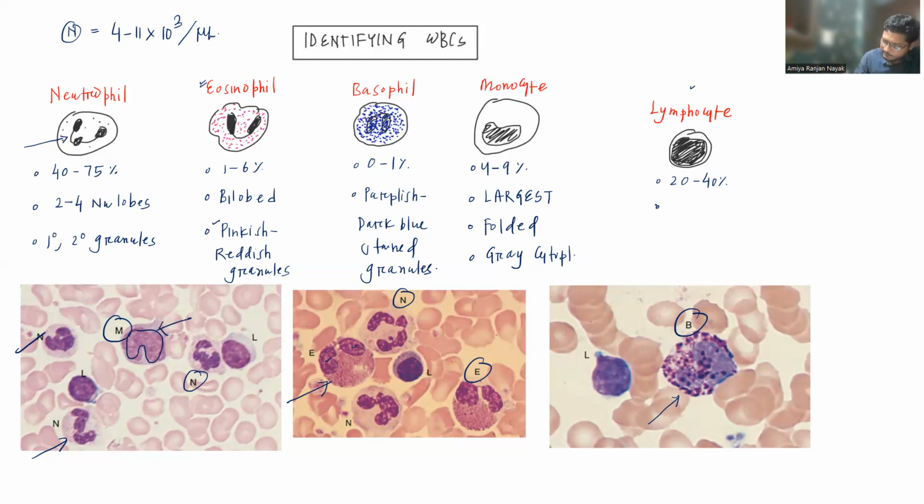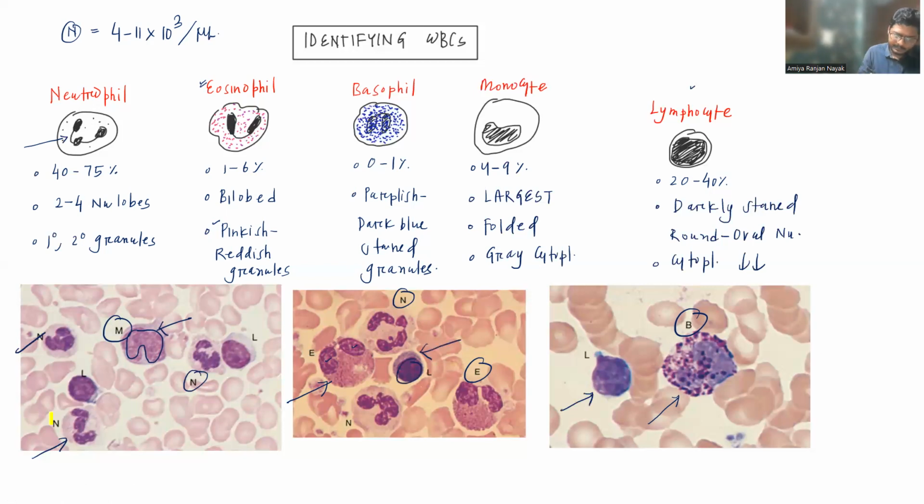Last one is lymphocyte. Lymphocyte will have a darkly stained, round to oval nucleus, and very little cytoplasm. So as you can see, this is the lymphocyte. You can appreciate the round to oval, darkly stained nucleus, and the cytoplasm is very little. This is also a lymphocyte. So this is how you can identify the various WBCs in the peripheral blood.